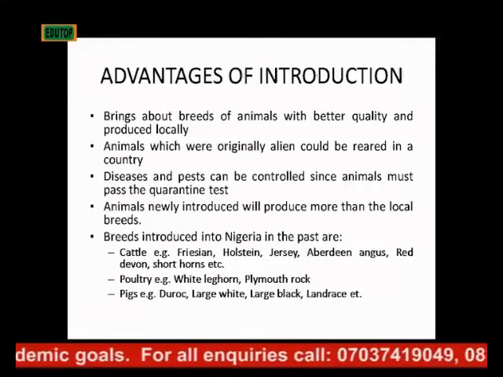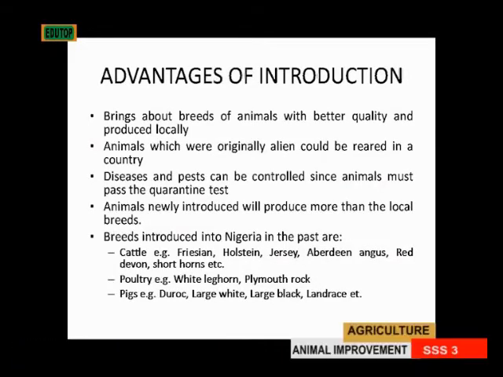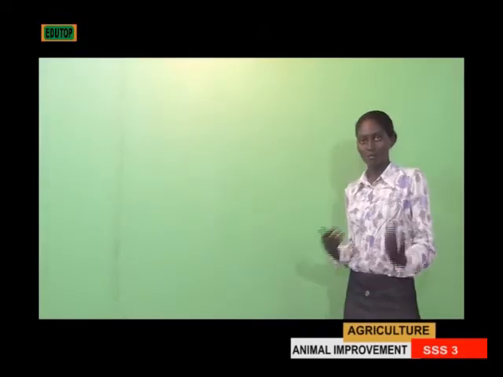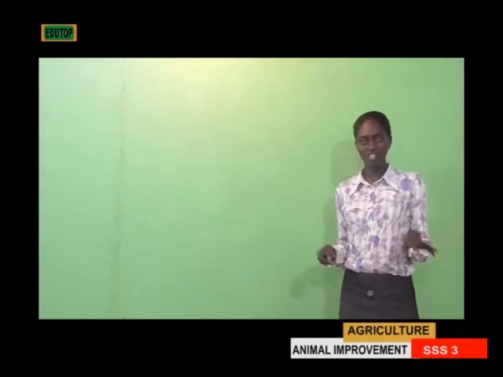Poultry breeds that have been introduced to Nigeria include the White Leghorn and the Plymouth Rock. Those are the breeds of poultry that have been introduced to Nigeria. Then the breeds of pigs are Duroc, Large White, Large Black, Landrace, and so on. These are examples of pigs that have been introduced into Nigeria.